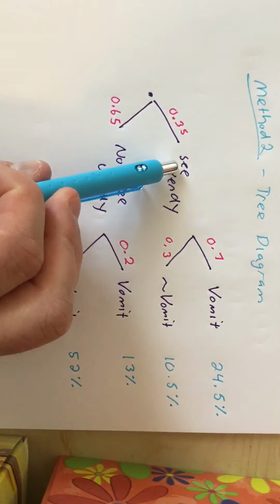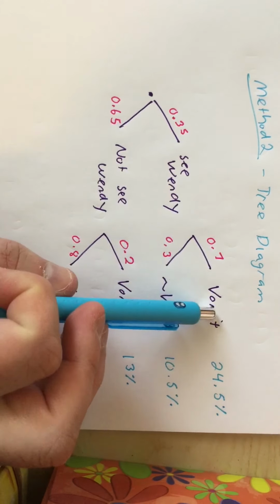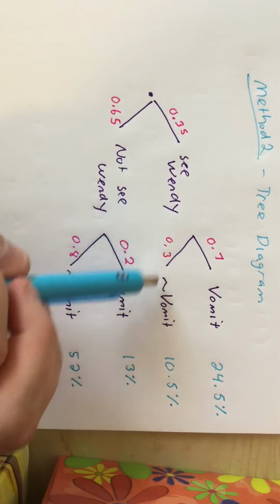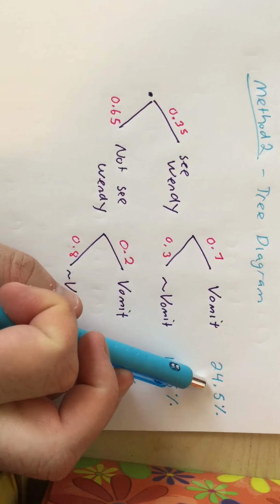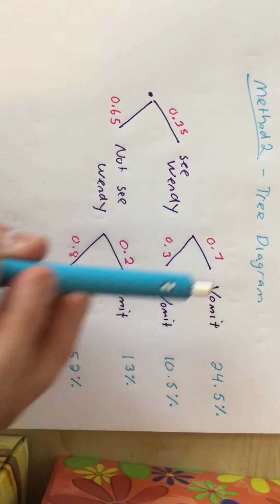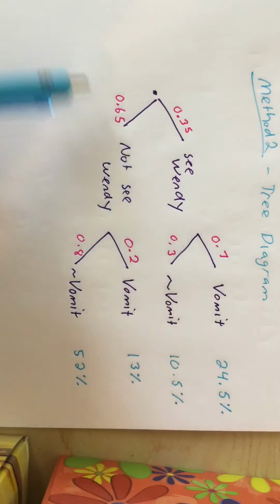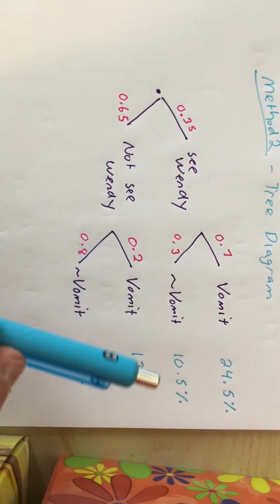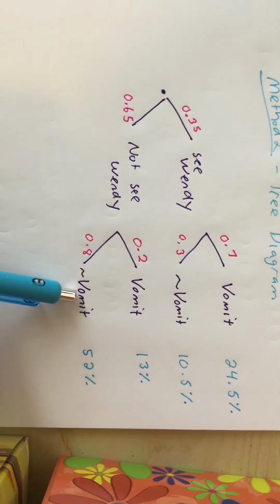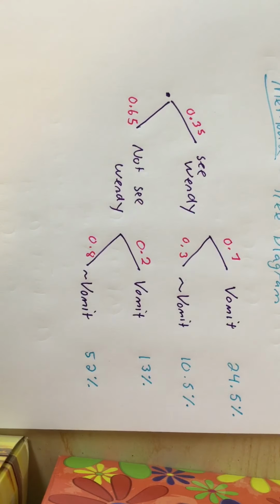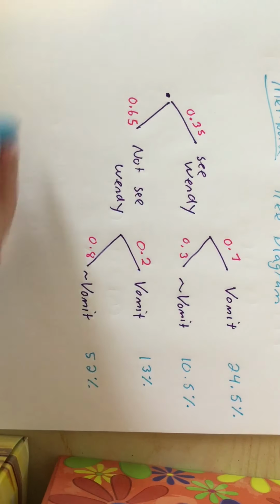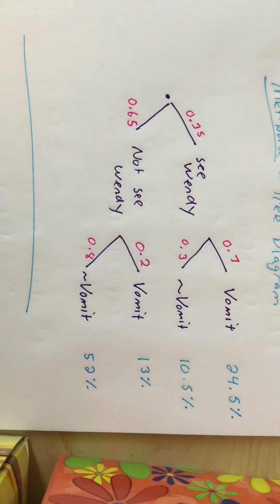That's the probability of him seeing Wendy. That's the probability of him vomiting, given that he sees Wendy. This one's the probability of not vomiting, given he sees Wendy. This blue one is the probability of this and this, seeing Wendy and vomiting. This blue one is the probability of seeing Wendy and not vomiting. Not seeing Wendy and vomiting, that's the probability. Not seeing Wendy and not vomiting, that's the probability. Okay? I think we'll stop the video now, and I'll go into the next part after.